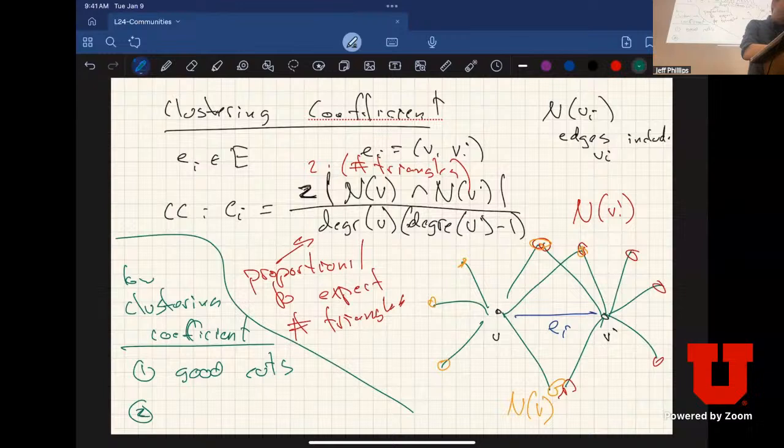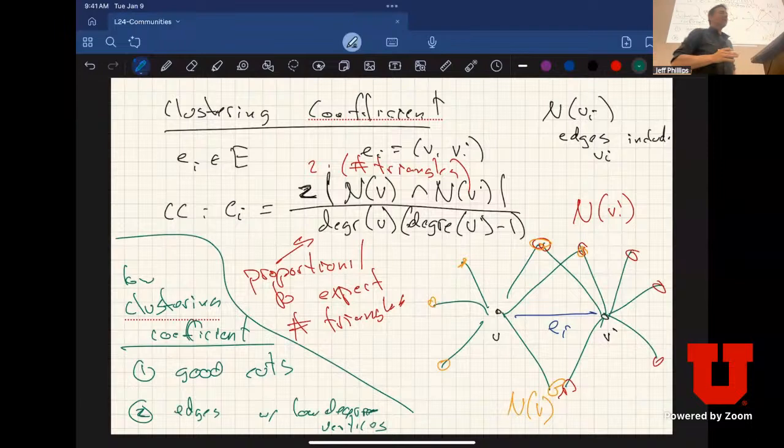But it's also going to be kind of vertices with, or not vertices, edges with low degree vertices, right? If the numerator, the number of shared things in the neighborhood, is going to be 0 if a vertex is not connected to anything else. Okay, so this is also going to prune off these singleton things in the graph.